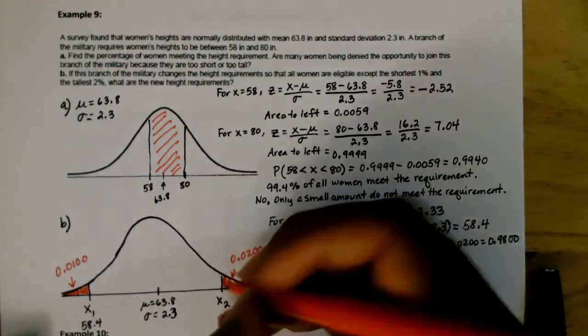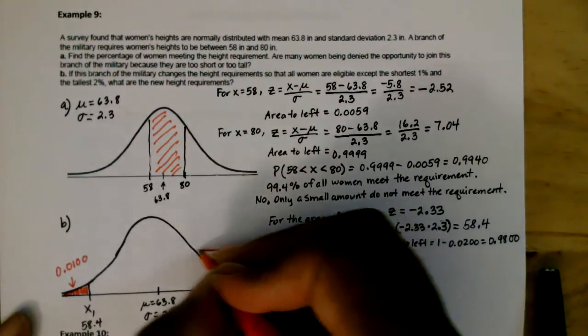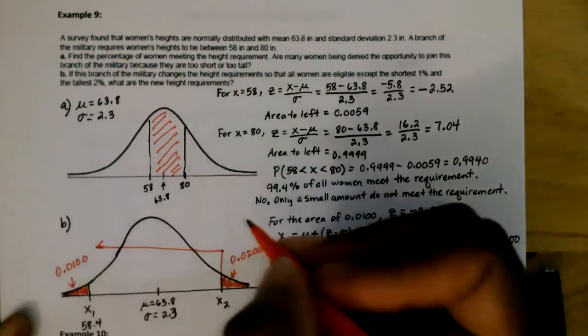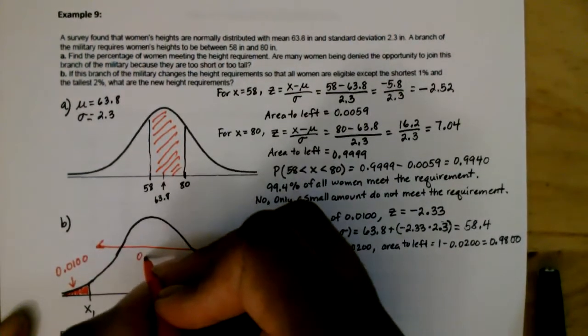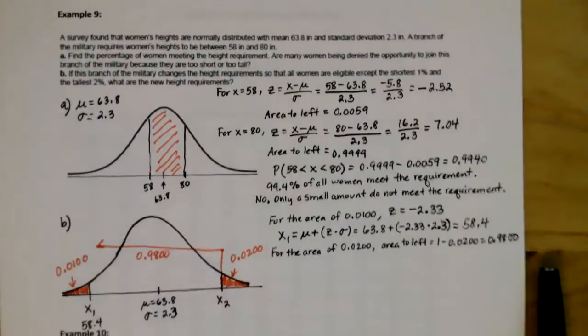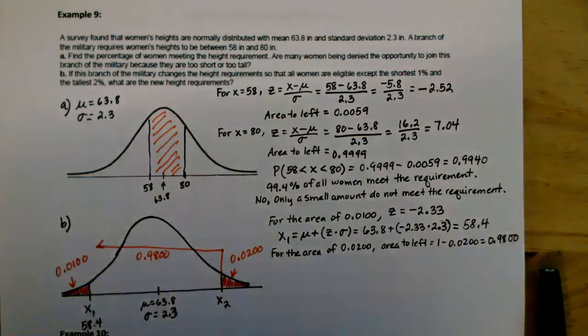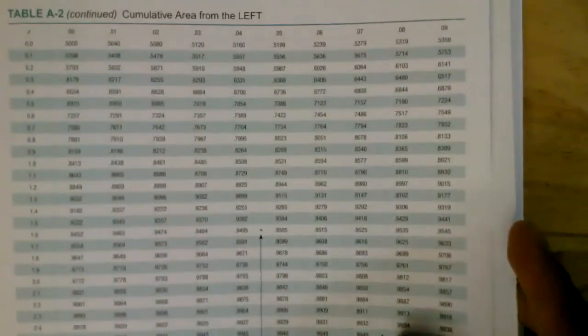And I will show you. This right here, the area to the left, that's going to be 0.9800. It's that value that I need to look for in the table. And it's greater than 0.5. So we need to use the page that says positive z-scores. So we're going to find a value close to 0.9800.